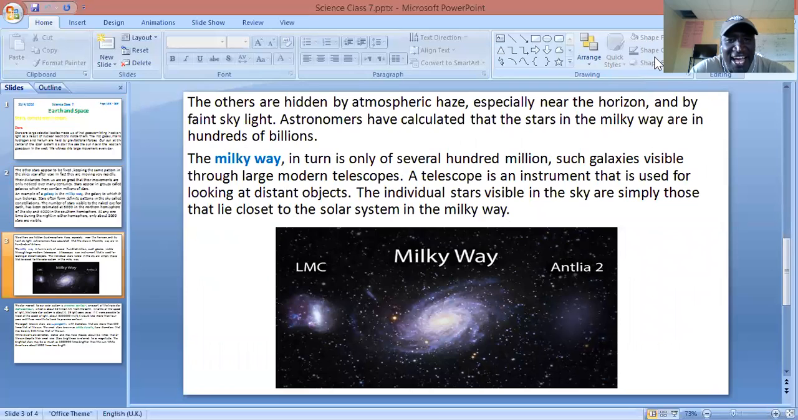The others are hidden by atmospheric haze, especially near the horizon. Faint skylight. Astronomers have calculated that the stars in the Milky Way are hundreds of billions.